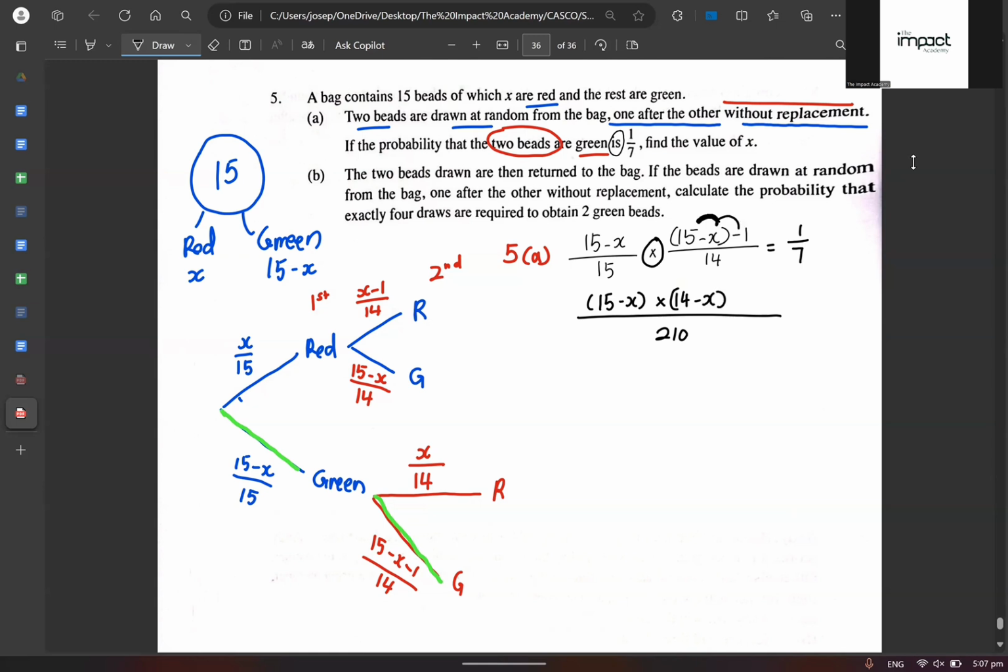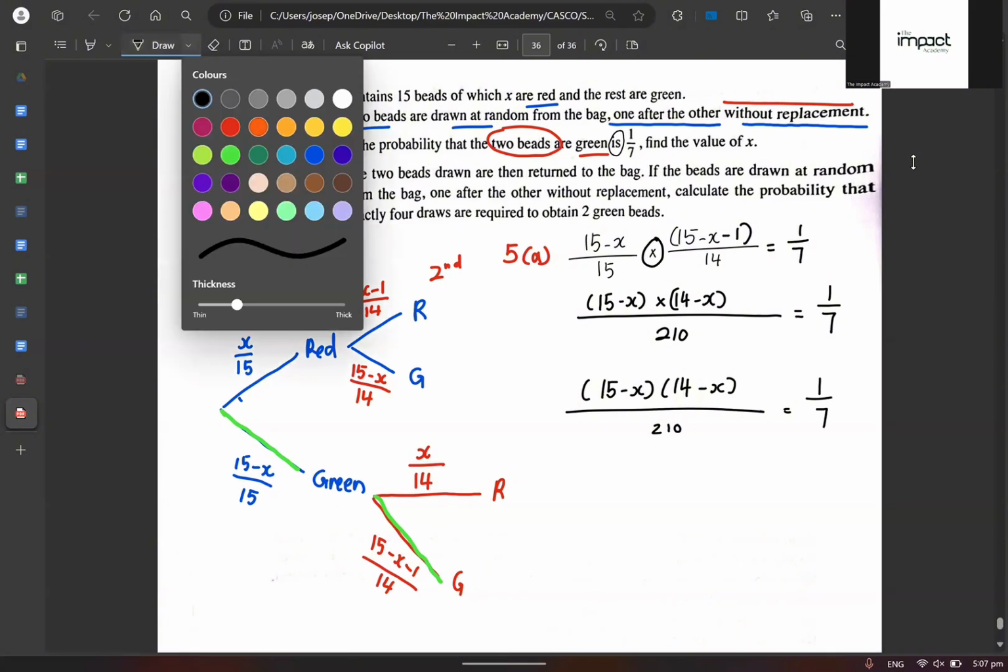Okay, this is not expansion. It's just 15 minus x minus 1. Maybe I shouldn't put the bracket. I just put it like that. This is equal to 1 over 7, correct? Then listen to me, do it together with me. If I'm too fast, always let me know. All right, over 210 is equal to 1 over 7, correct or not?